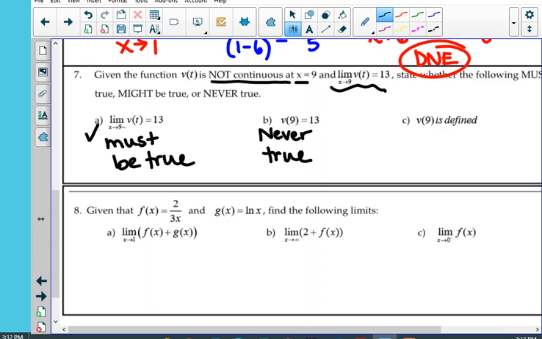But what the actual value is for V of 9, is there a value or is there not a value? I don't know. So is there a V of 9? Maybe. It could be that there's a function value at 9 that's just completely different from 13, or it might be that there is no function value at 9 at all. Okay, so we might have a connection with a point, or I might just have a connection.